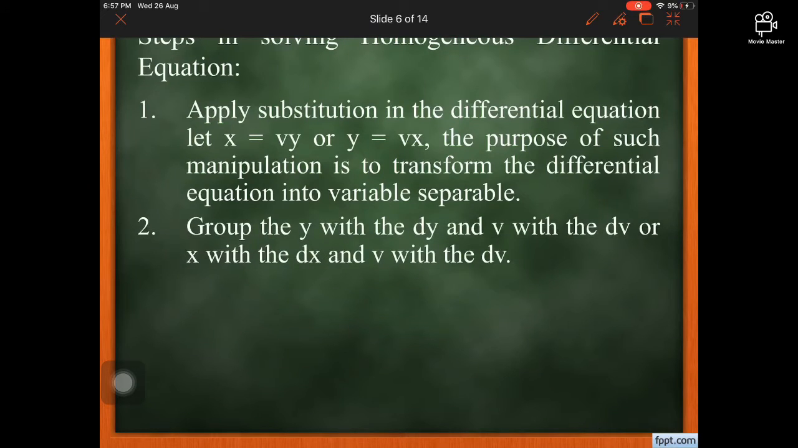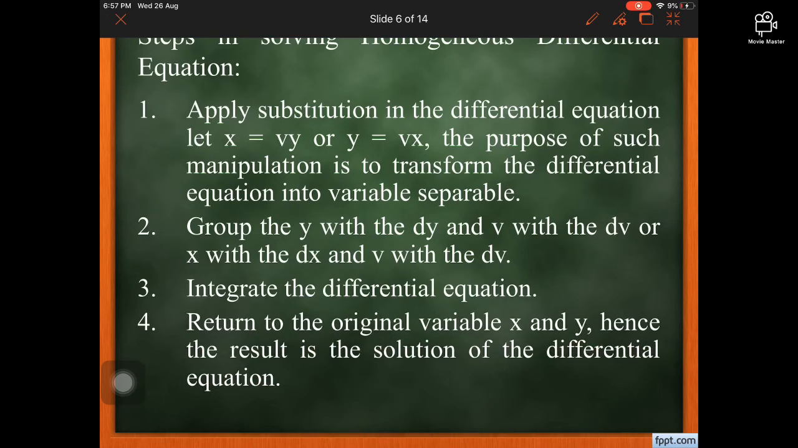That is, first, group the y with dy and v with dv, or x with dx and v with dv again. Then let us integrate the differential equation after grouping. And then we need to return the original variables x and y. Hence, the result is the solution of the differential equation.